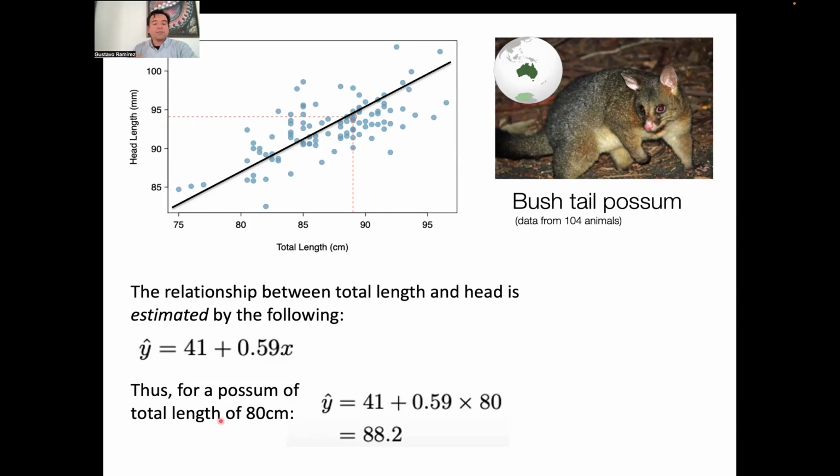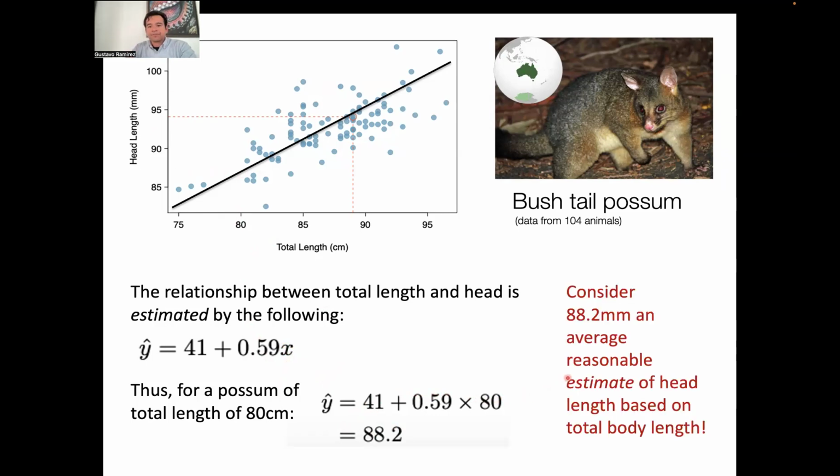So again, for a possum of total body length of 80 centimeters, we're looking at being right here. We can simply plug 80 in for X. That is our predictor: X gets replaced by 80. You multiply that by 0.59 and then add 41 and you get your Y prediction, which is the equivalent value on the Y axis. That Y prediction would be 88.2 millimeters for the head length of that animal. So we consider 88.2 an average reasonable estimate of head length based on total body length.